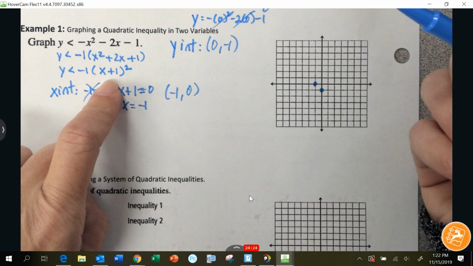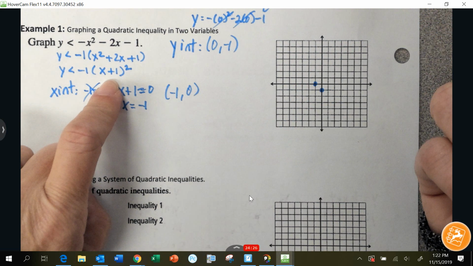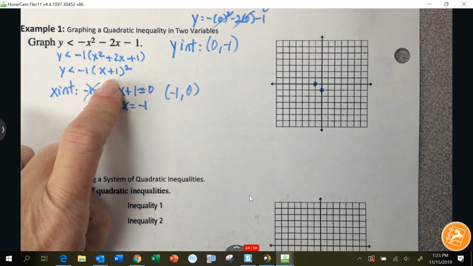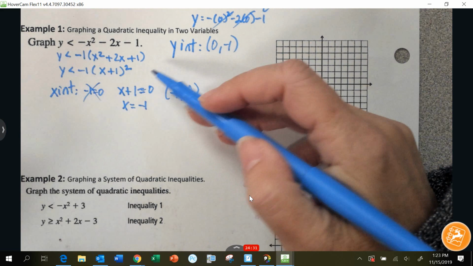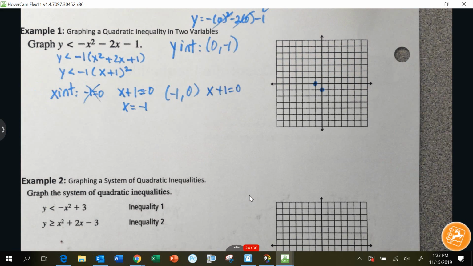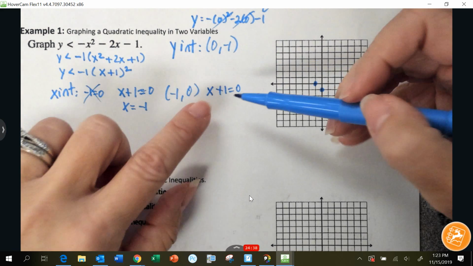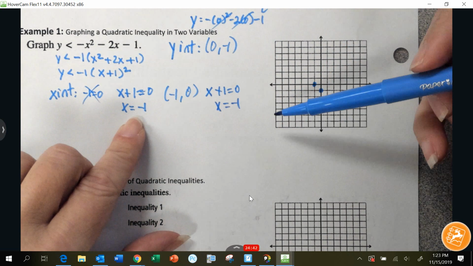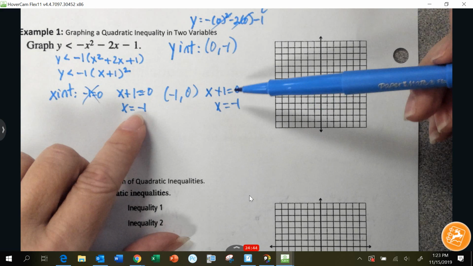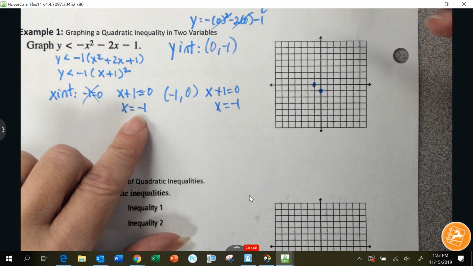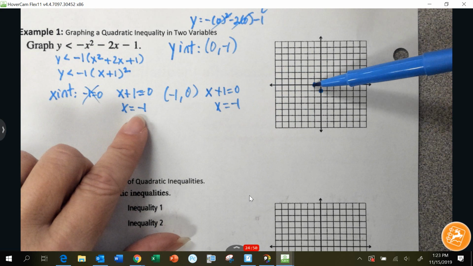Minus 1. What does squared mean? It means it's the same thing. It means it's the exact same answer. So I would have x plus 1 and another x plus 1. So why? I wouldn't. So yeah, it's not satisfying to do something I didn't have to do. Okay, so x equals negative 1 is both answers. Therefore, it really is just 1 on the graph.